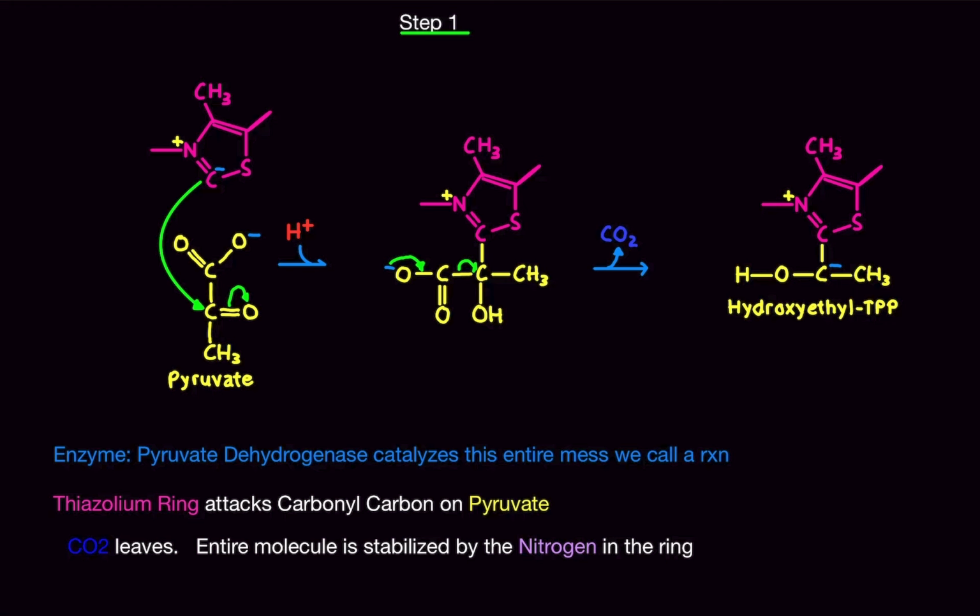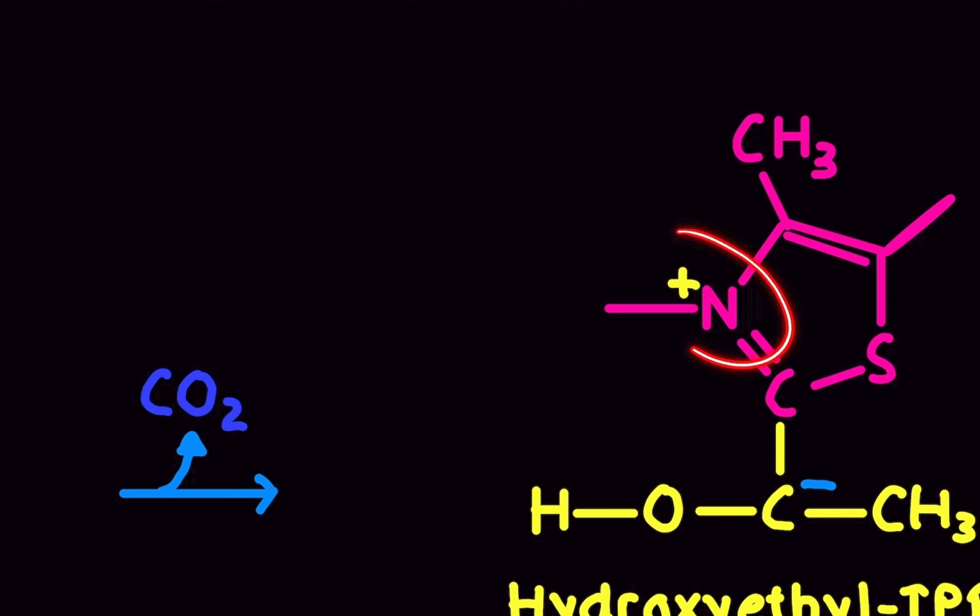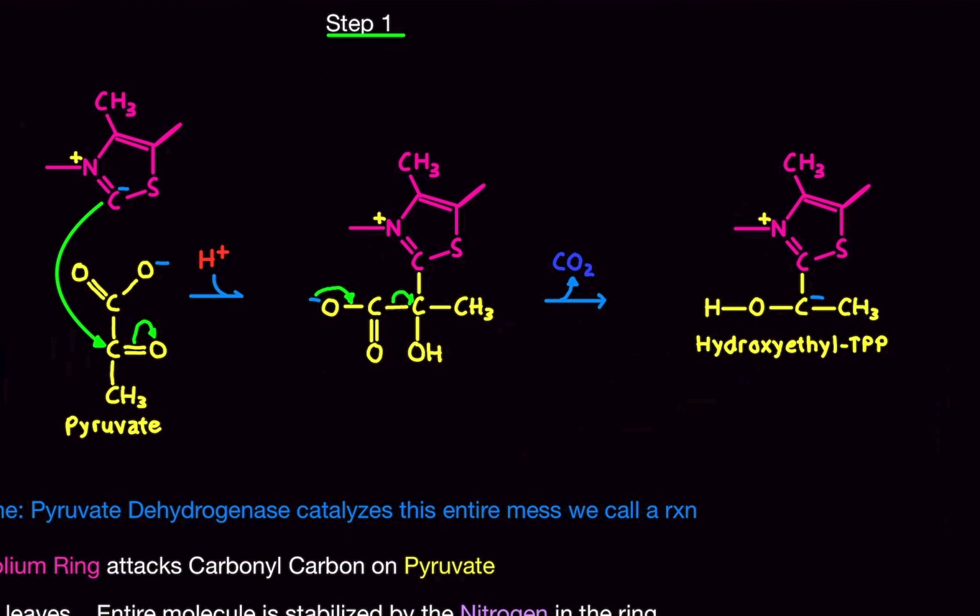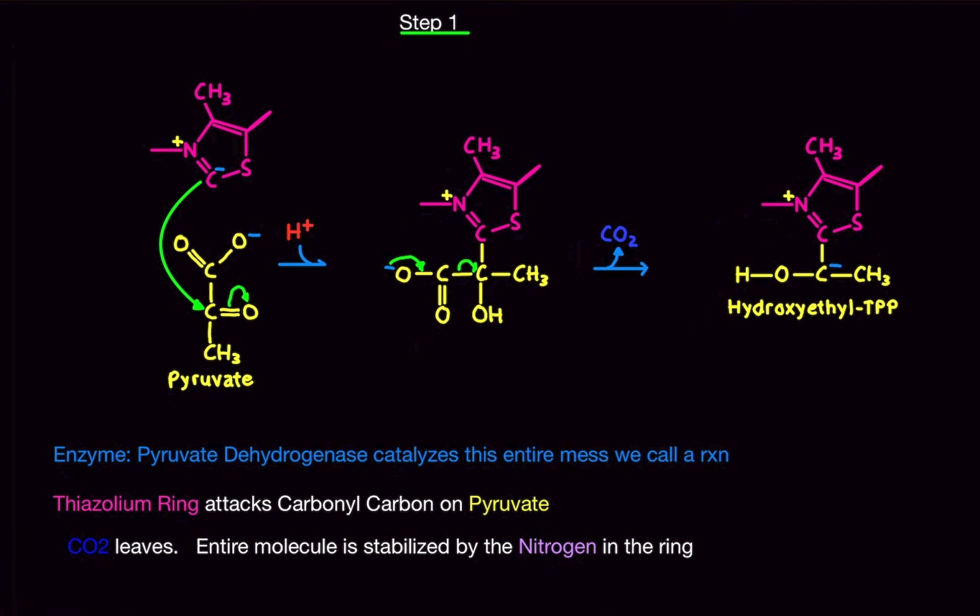And we are left with hydroxyethyl TPP. This is an unstable molecule, but it's stabilized by the nitrogen here on the thiazolium ring. Now, the reason it's called the pyruvate dehydrogenase complex is because there's an enzyme. It's hidden. I didn't draw it on this, but the reason is because it's doing this entire reaction.